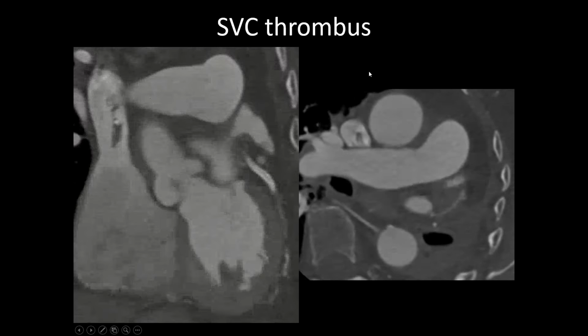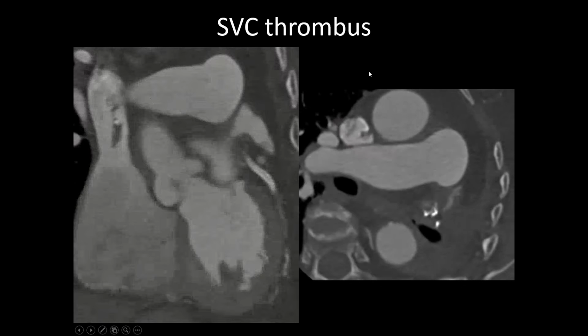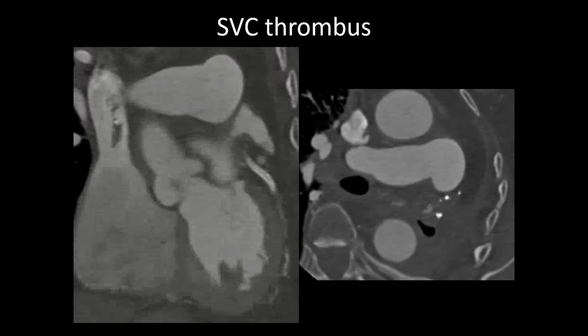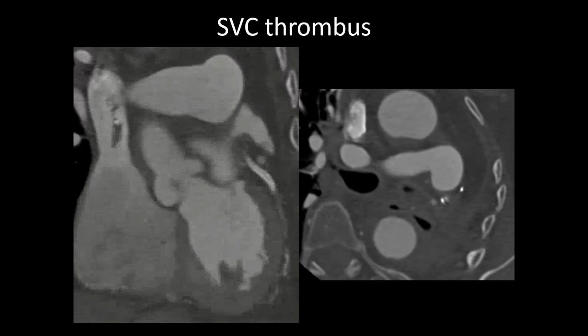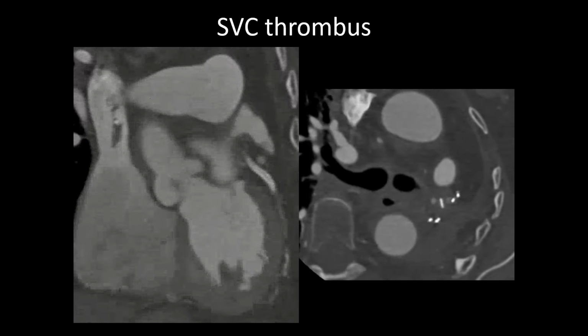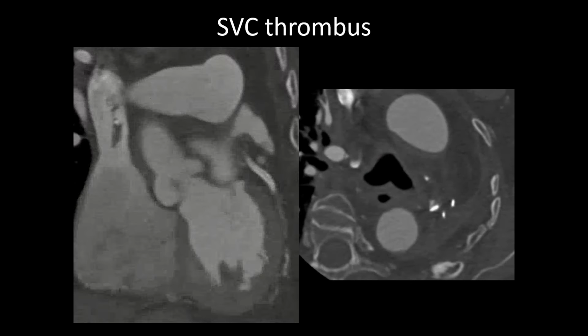So, do we have any questions from the audience? Yeah, does she have recurrent squamous cell carcinoma? So the question was, does she have recurrent squamous cell carcinoma?